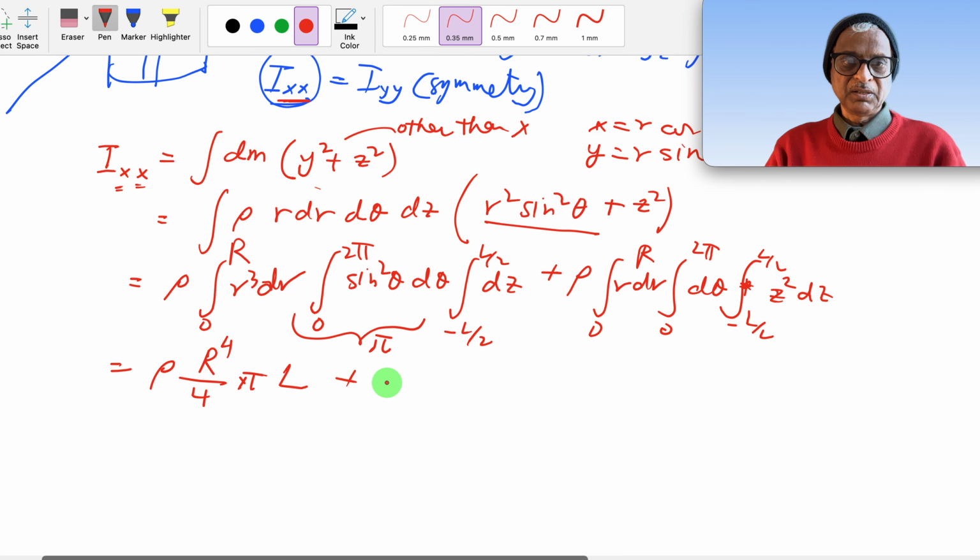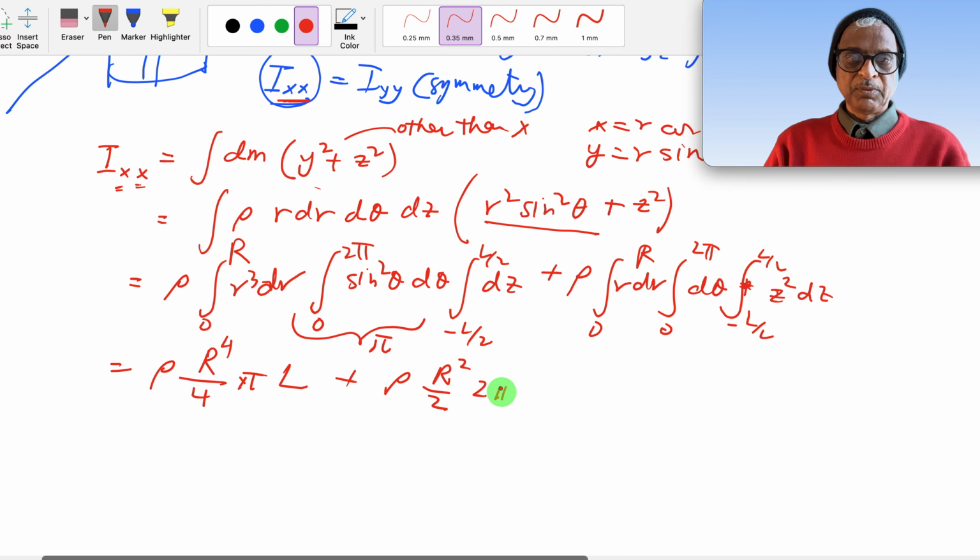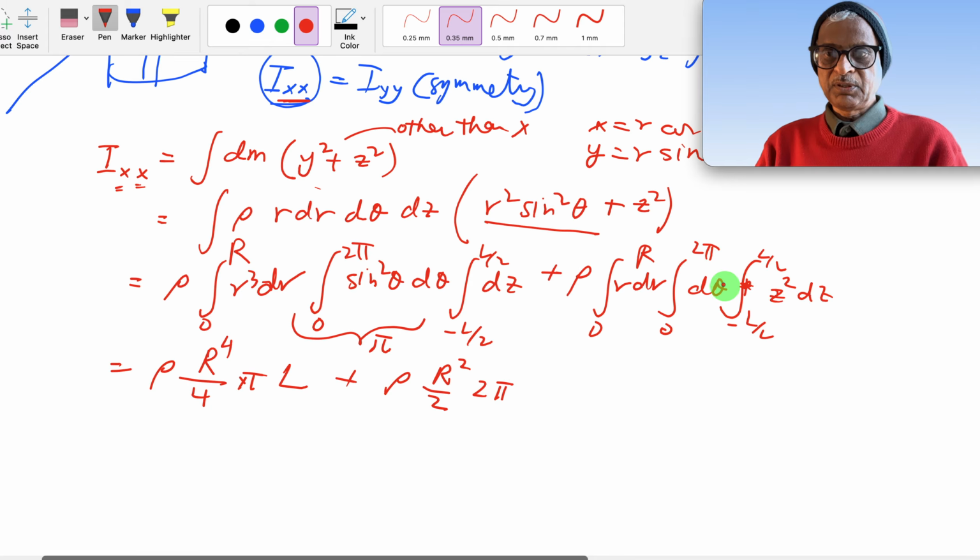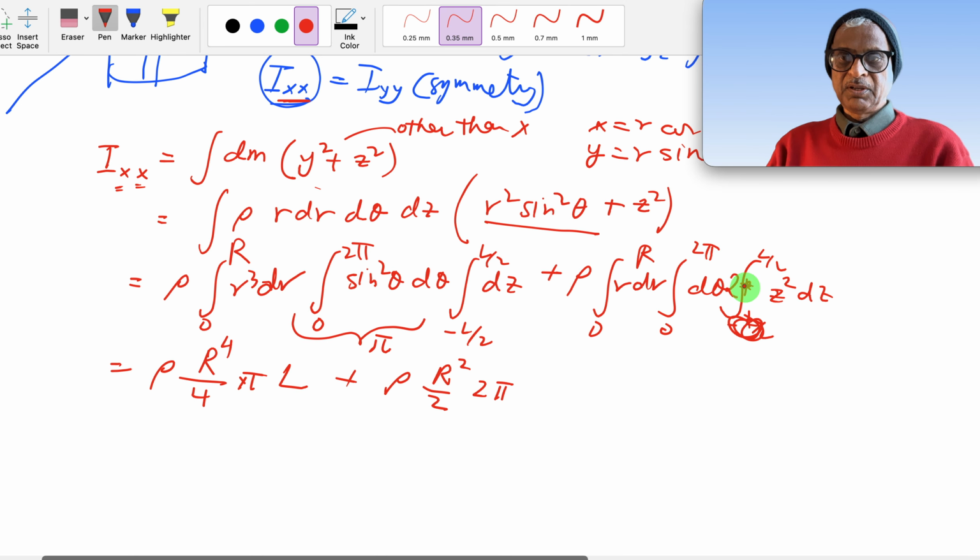And this is going to be rho r square over 2 times 2 pi, and this is going to be 2 times the integral from 0 to that, right? Because this is a symmetric integral, an even integral, so 0 to L over 2. So 2 times, 3 times, L cube times 8. L over 2 cubed is basically L cubed over 8.